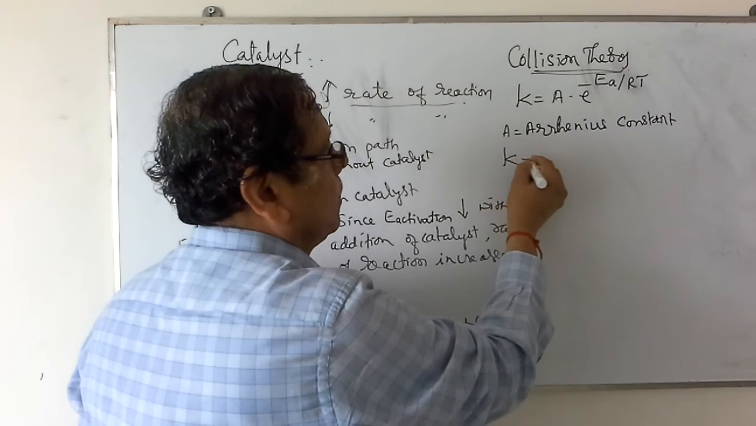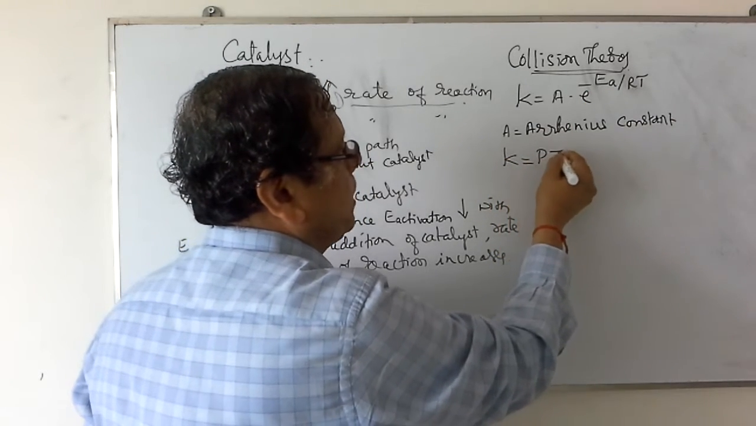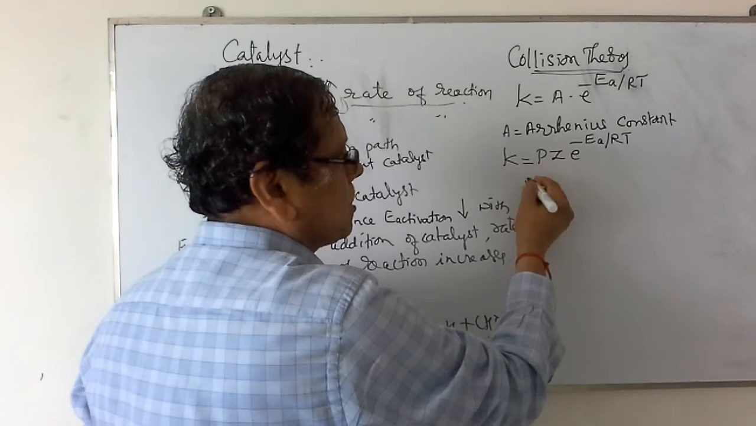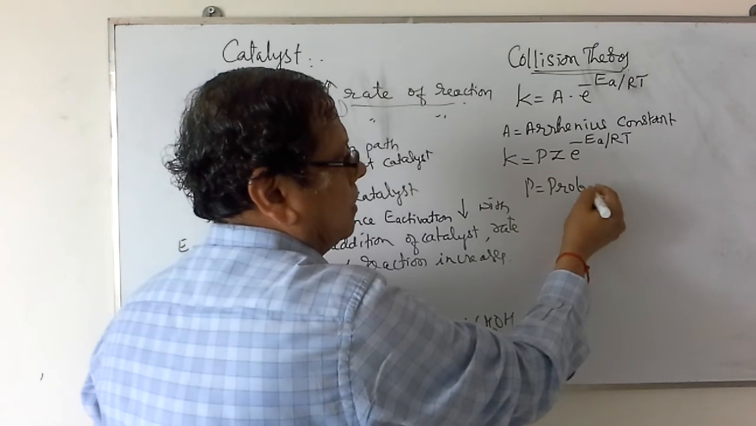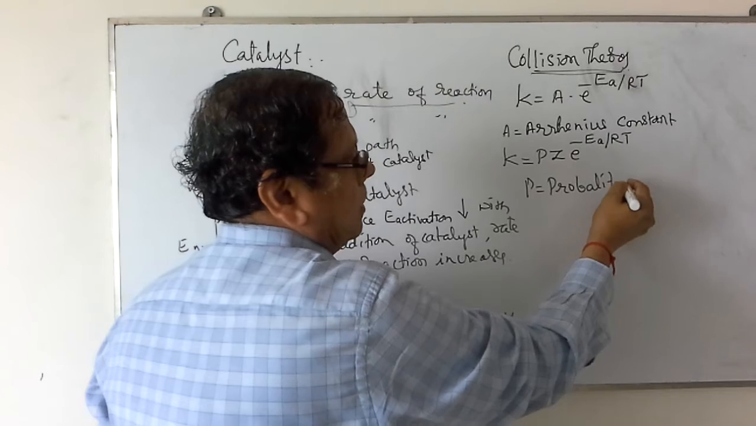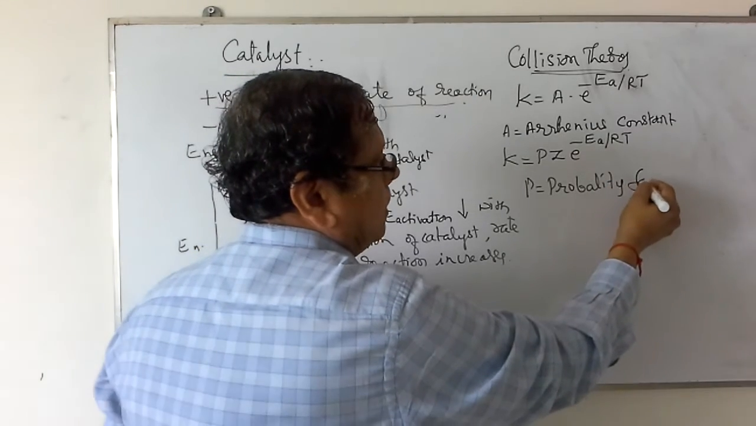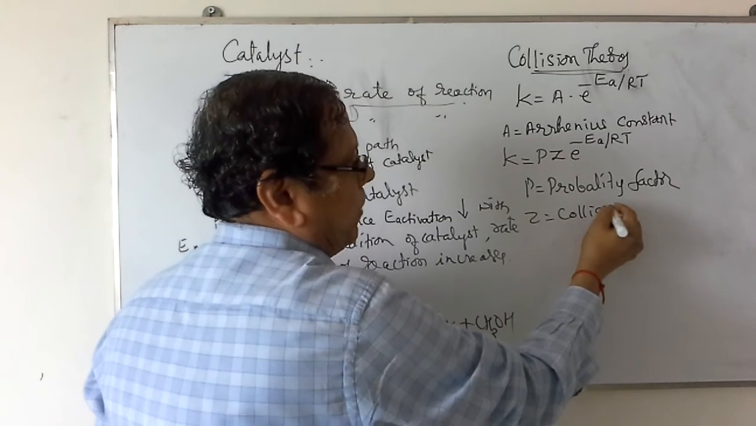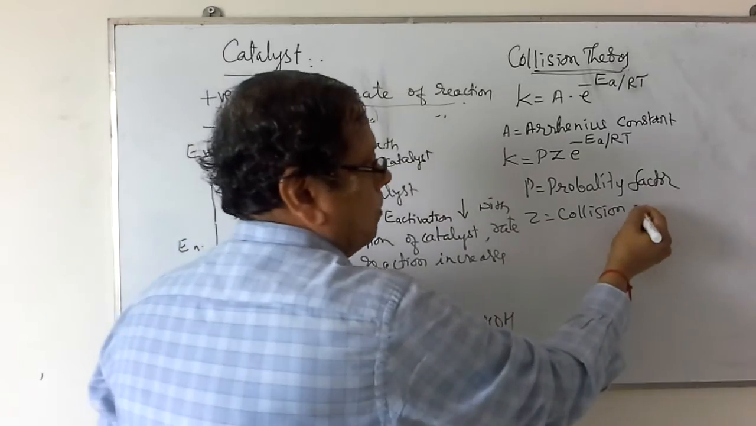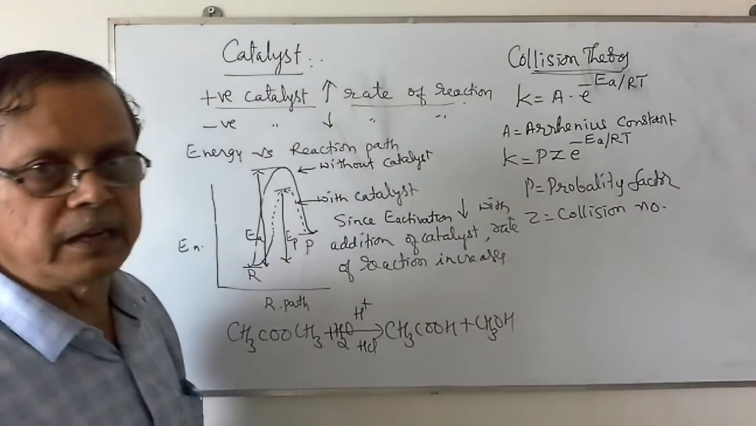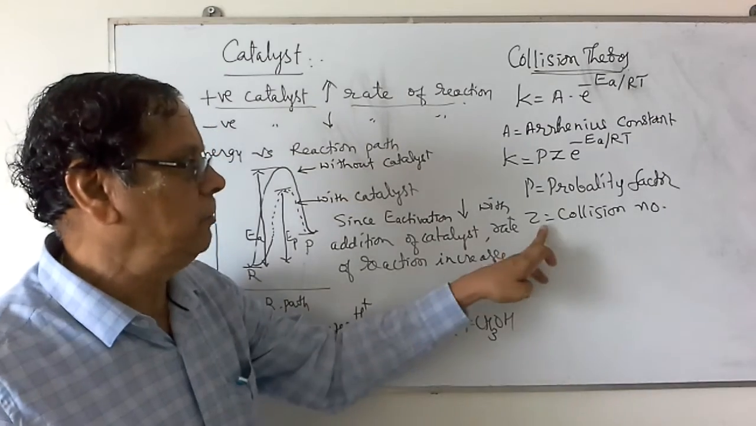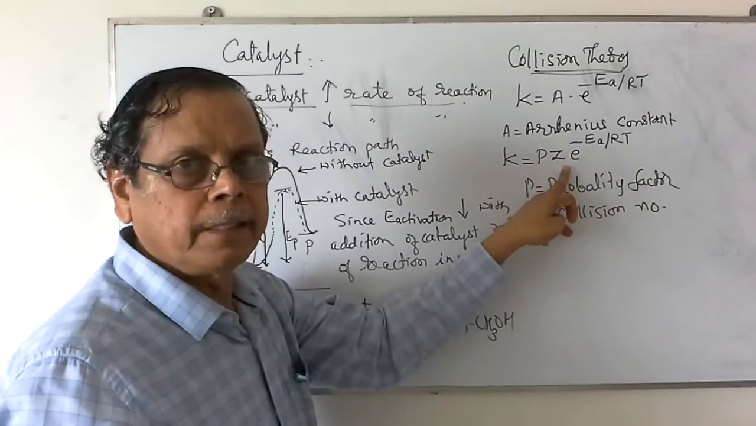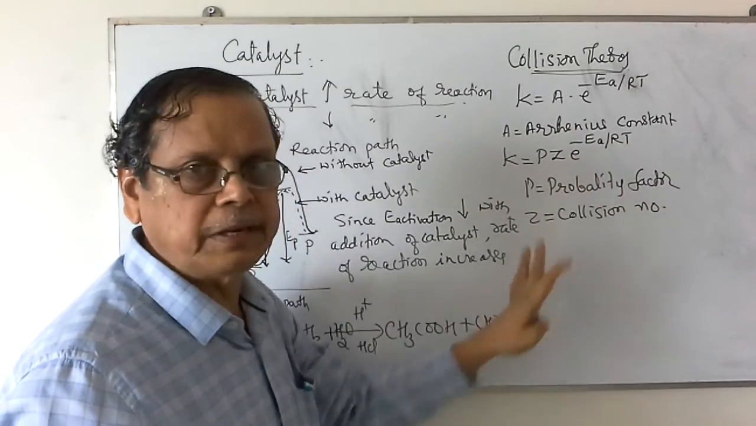According to collision theory, we have this equation: k is equal to P Z e to the power minus Ea by RT, where P is called the probability factor, and Z is the collision number. e to the power minus Ea by RT is the fraction of molecules possessing energy of activation. The effective collisions between the molecules that we can calculate by using this Z. That is, A is replaced by P and Z. e to the power minus Ea by RT remains the same.